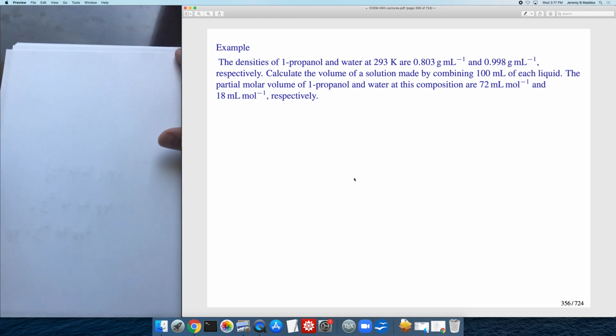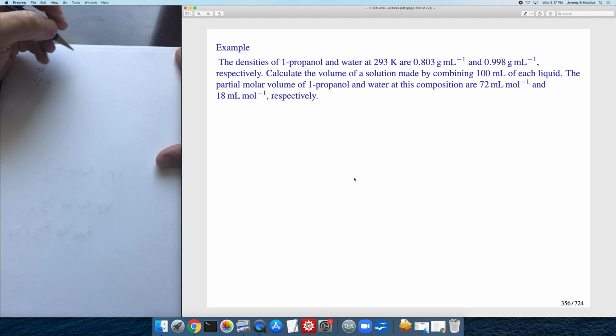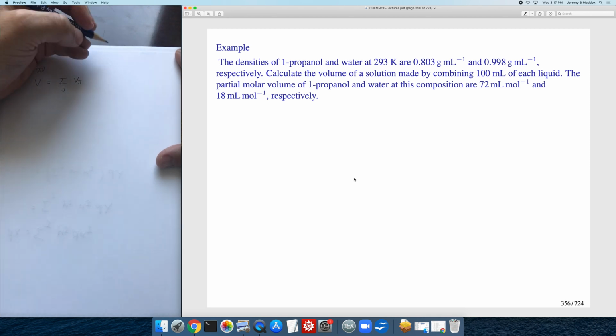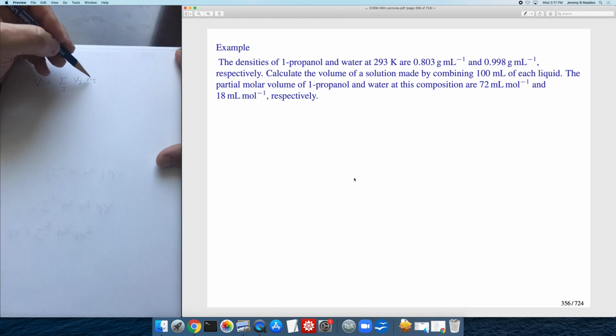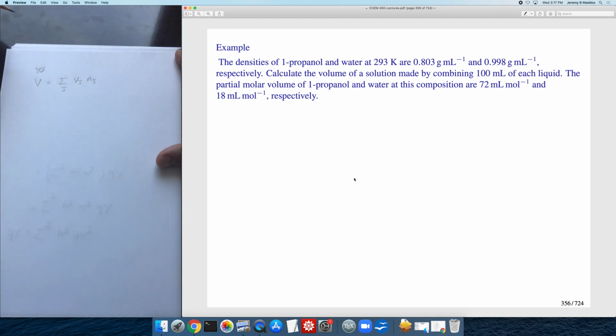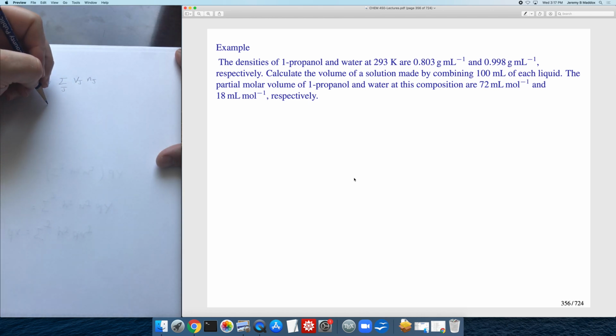And so we will use this formula: the total volume is going to be equal to, I'll write it as a sum over all of the components. There's only 2. It's going to be the partial molar volume of that component times the number of moles of that component. Okay, so this is what they give us, these numbers. We simply need to calculate the number of moles of each component.